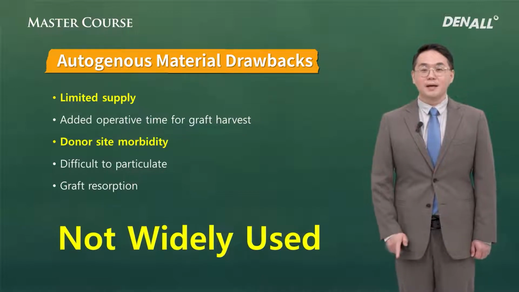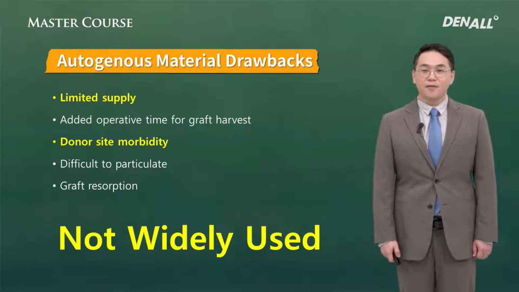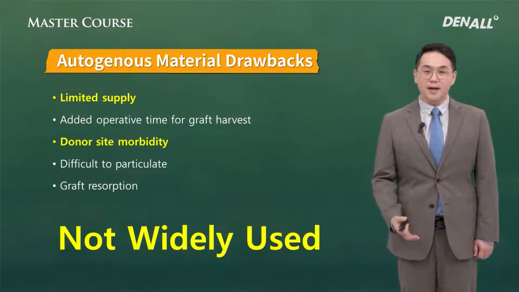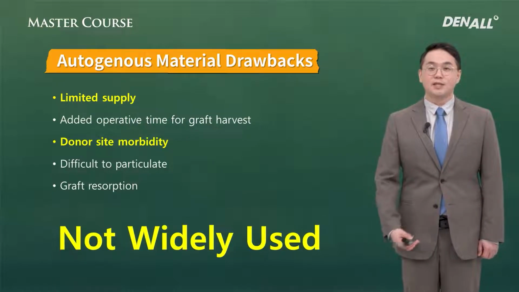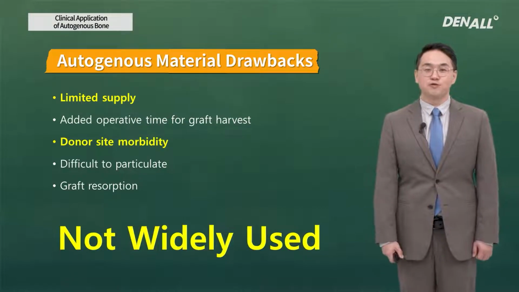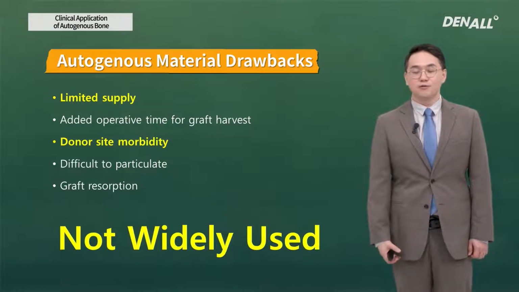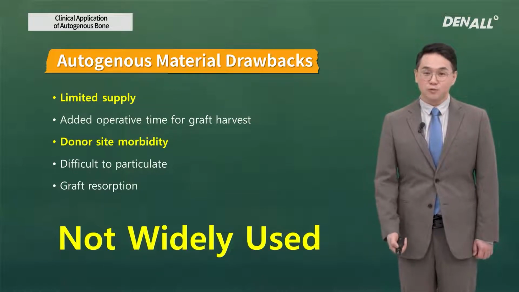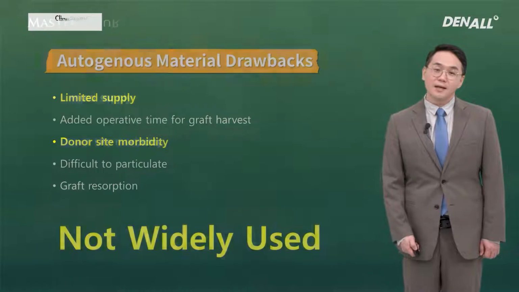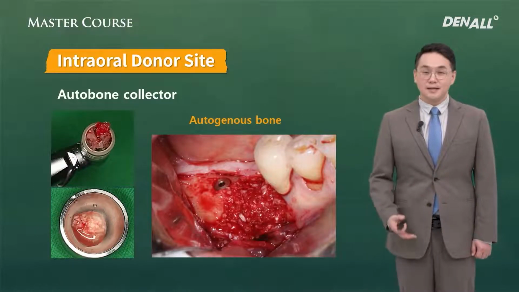Another reason is that additional treatment is required using a bone mill or bone crusher after harvesting the bone in a block type. So you need to be equipped with the instrument, and you need to think about how much the instrument can be used. That's why people are reluctant to harvest the autogenous bone.